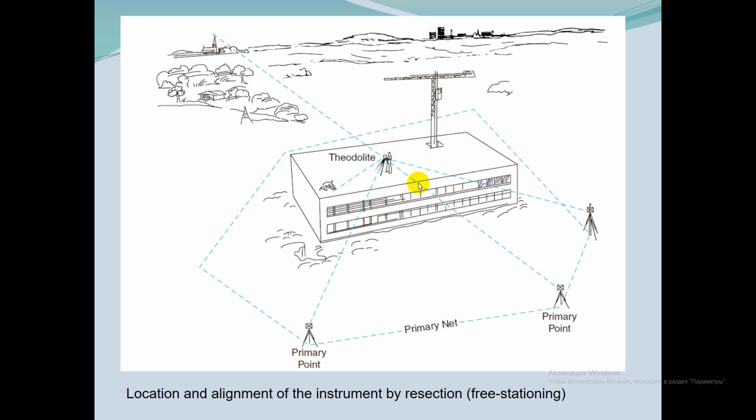So you understand about location and alignment of the instrument by resection for free stationing. The next topic will be about using BIM models in layout, the combination of 3D building information models, BIM, robotic stations, laser guidance, etc.